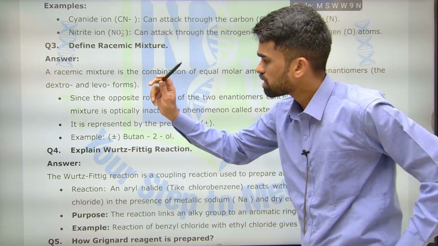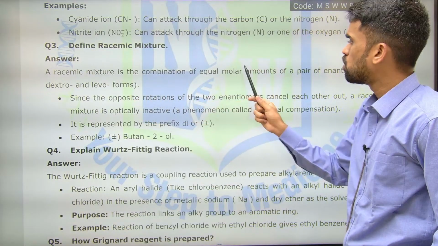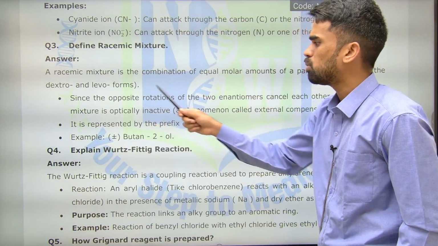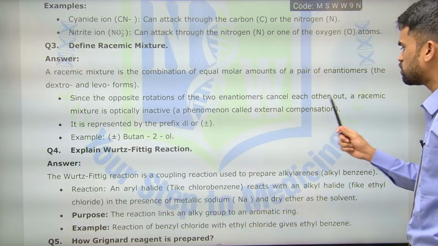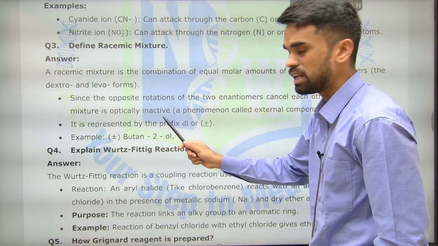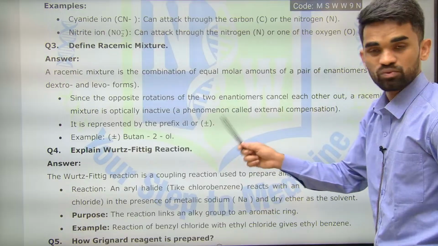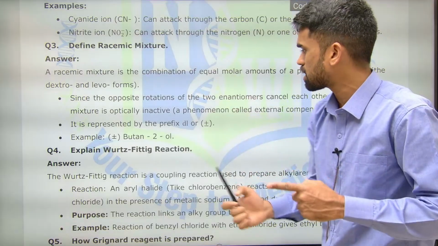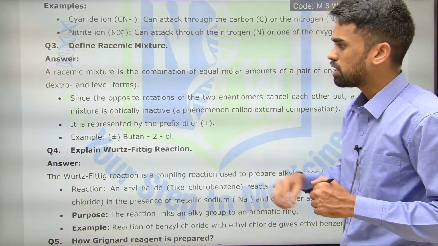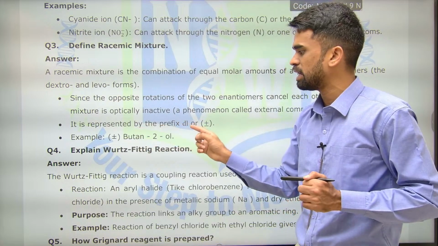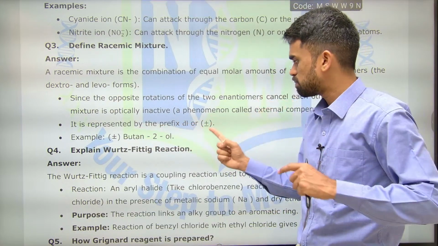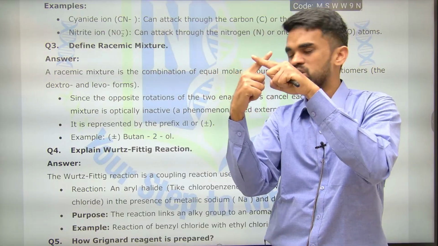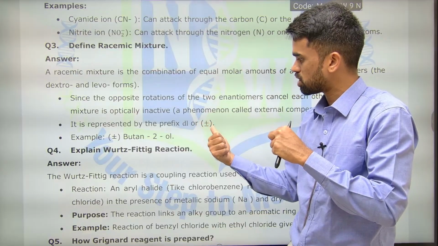See, a racemic mixture is a combination of equal molar amounts of a pair of enantiomers, that is dextro and levo. Since the opposite enantiomers cancel out each other, the racemic mixture is optically inactive. This cancelling out of optical rotation is called external compensation. Now it is indicated with the prefix D and L or plus minus. So this plus minus means one is rotating in the plus direction, the other rotating in the minus direction, and they cancel out each other. So that's why we indicate a racemic mixture with plus minus.